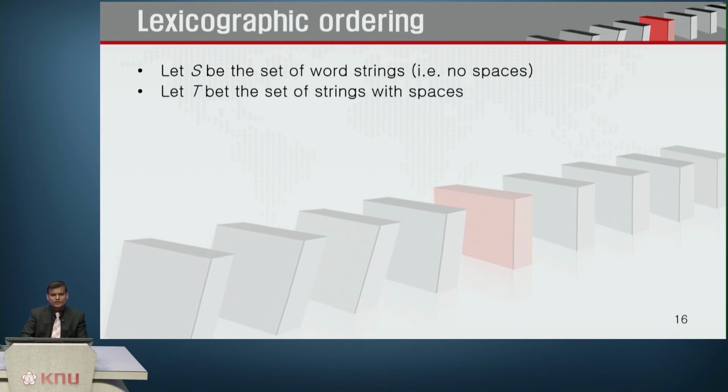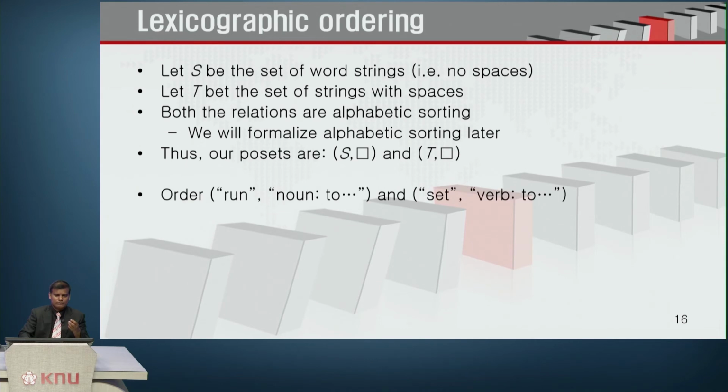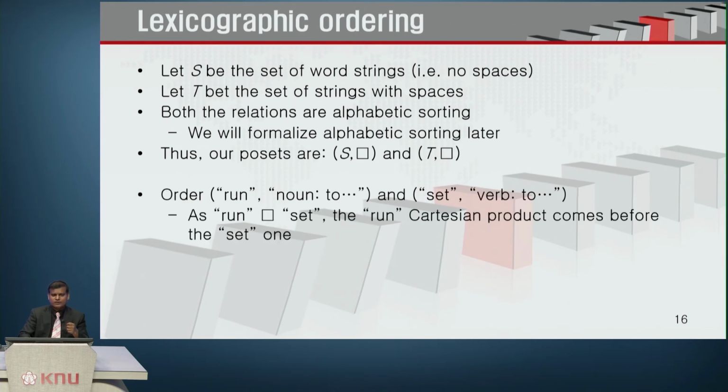Let's talk more about this lexicographic ordering. Let S and T be the set of words as well as a set of strings with spaces. Both the relations are alphabetic sorting. We will formulate alphabetic sorting later. Thus our posets are (S, ⊑) and (T, ⊑). So here you have these strings: run, noun, and so on, and set, verb, and so on. So (run, noun) comes before the (set, verb) one here.